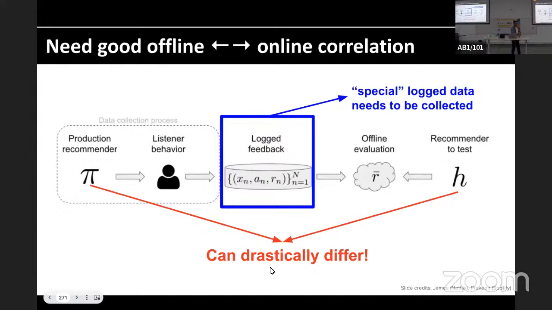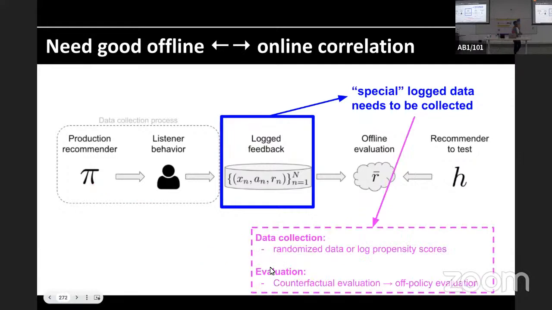This is where I'm leaving you on a climax. I'm going to mention the problem, make you acknowledge the problem, hand wave a solution, and then move on, because this deserves a proper tutorial in itself. Maybe at some point we can talk about it. But this special log data is this randomized data.